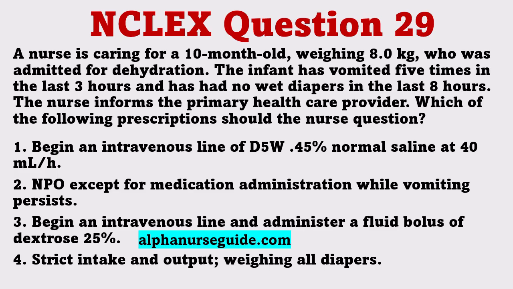D5 0.45% normal saline is an appropriate IV fluid for infants. The rate is 1.5 times maintenance for this child and is appropriate for the first 24 hours if the child is dehydrated. Once hydration is adequate, the infant's IV rate should be reduced to a maintenance rate. Vomiting is persistent, so it is appropriate for the child to be NPO. Strict I&O is an appropriate prescription for all dehydrated children.